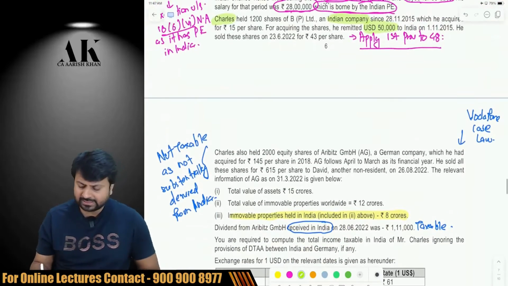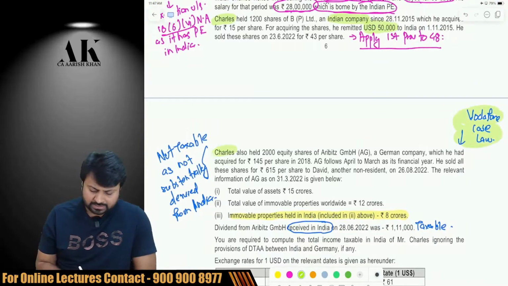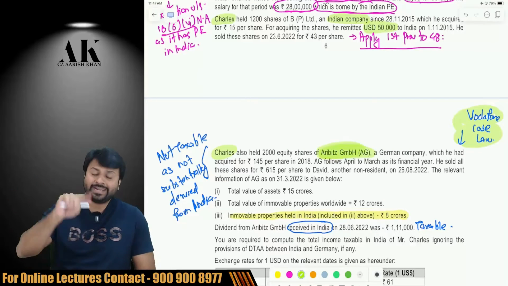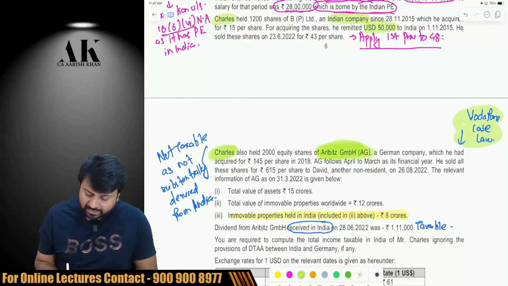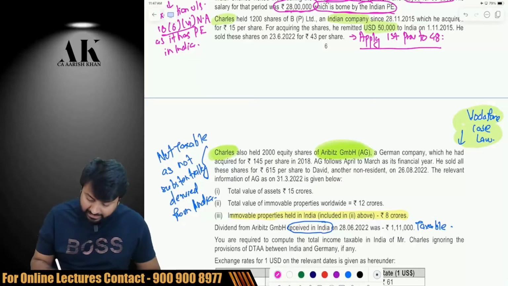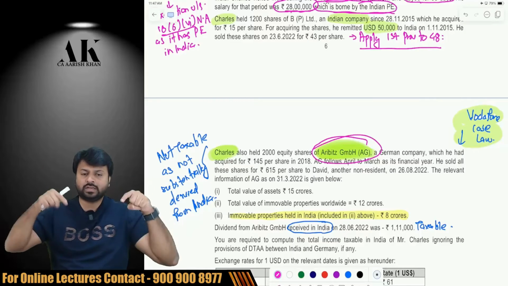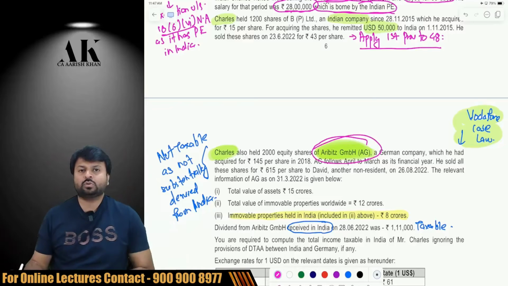And the third case is similar to the Vodafone case law. Mr. Charles, a non-resident, is selling some shares of a foreign company. Now that foreign company, if you want to take tax from Mr. Charles for sale of shares of a foreign company, then the shares of the foreign company should derive its value substantially from assets located in India. Then only it will be deemed to accrue or arise in India.